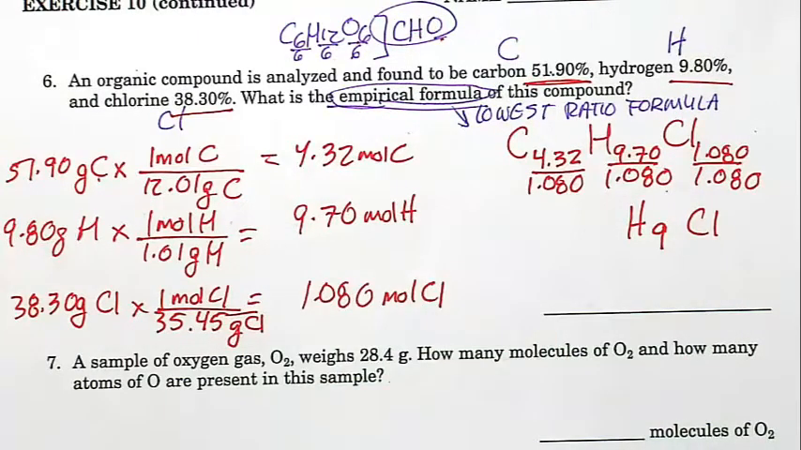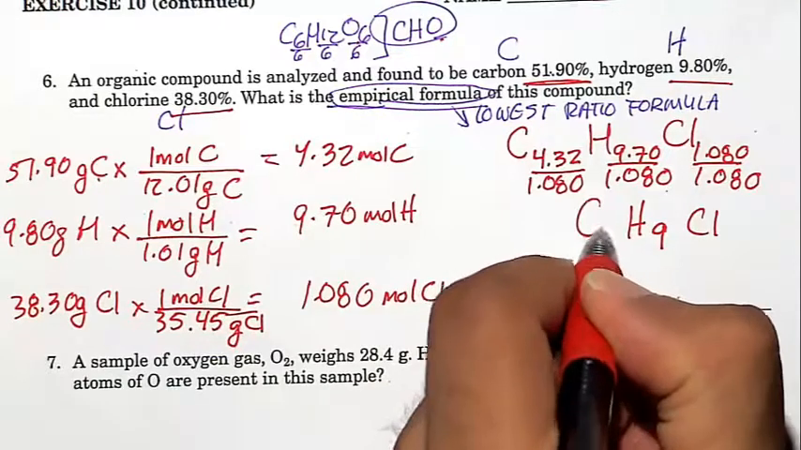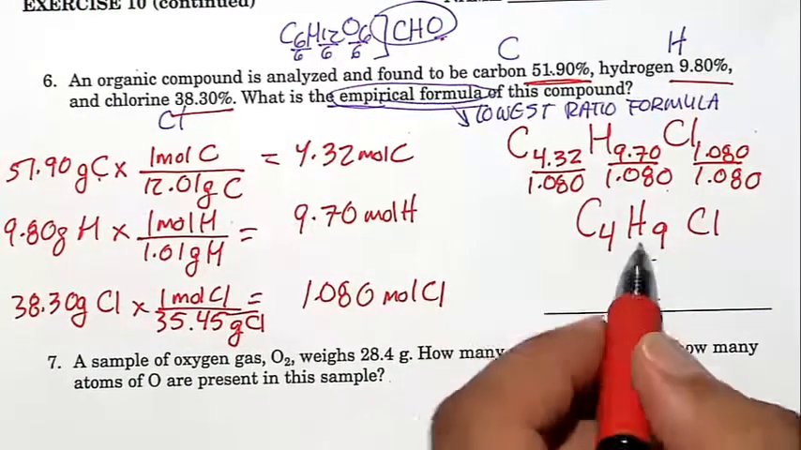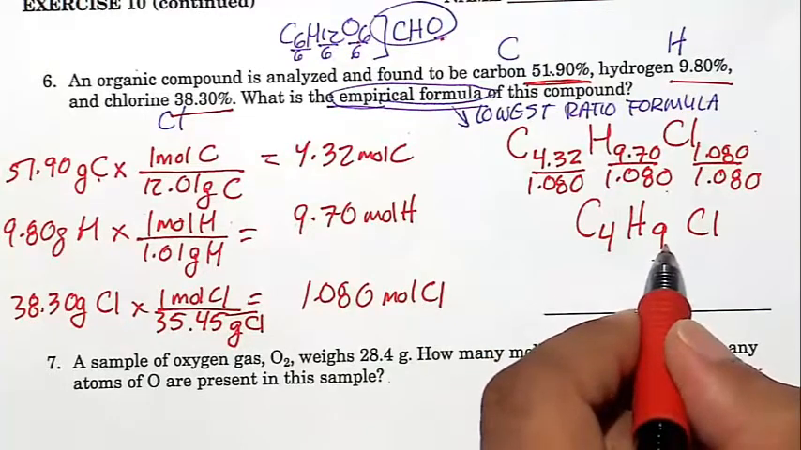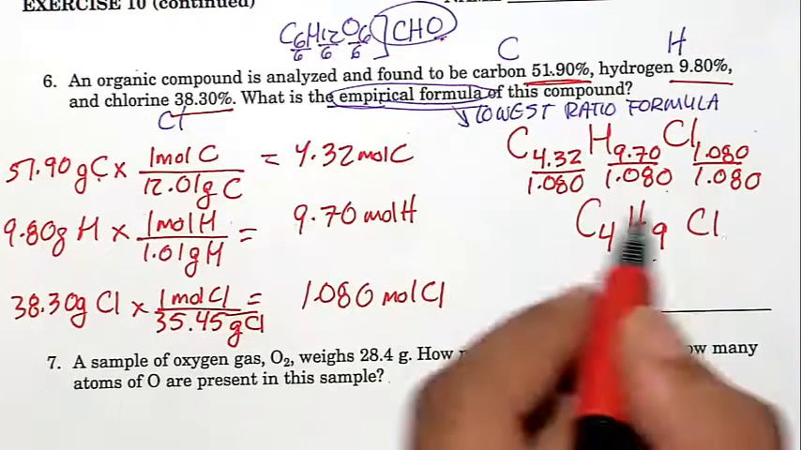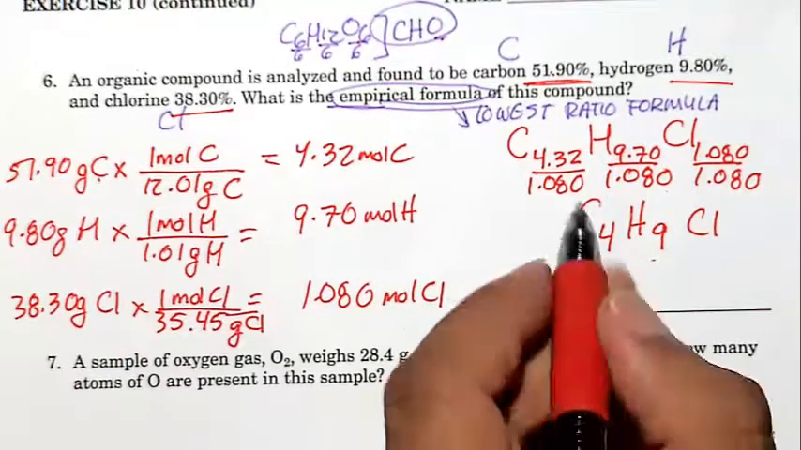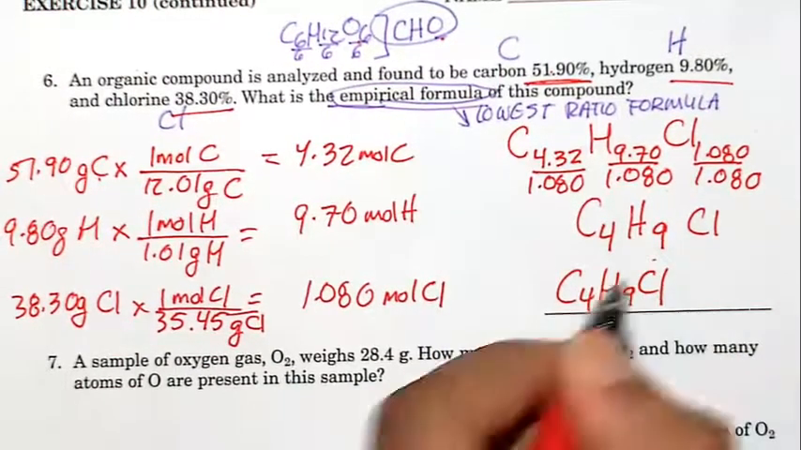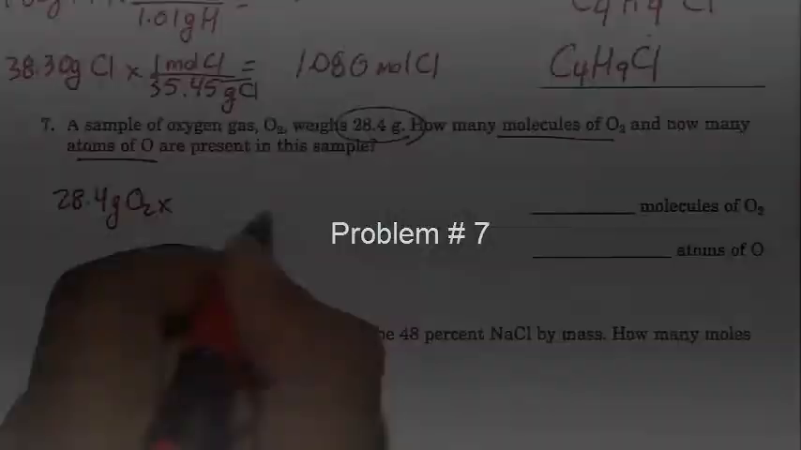4.32 divided by 1.080 is, in my calculator, exact at 4. And you cannot reduce this anymore. Okay, 4 cannot go to 9, and that cannot go to 1. Okay, you cannot reduce this. There's no lowest common denominator. Here is your answer, C4H9Cl.